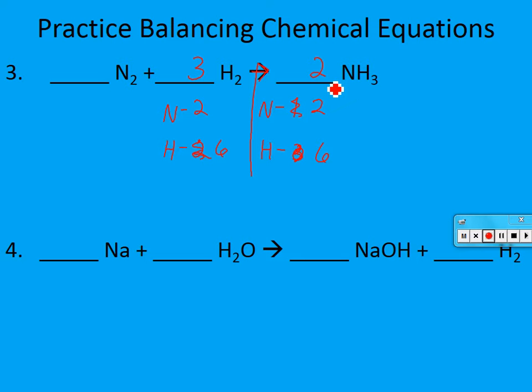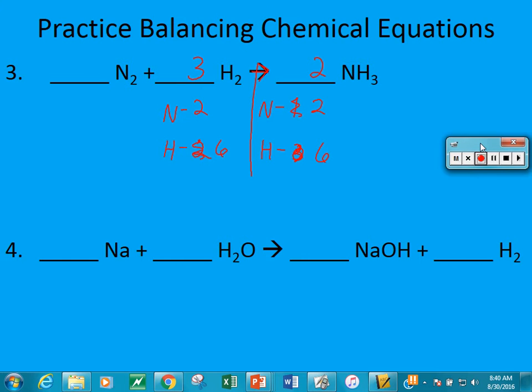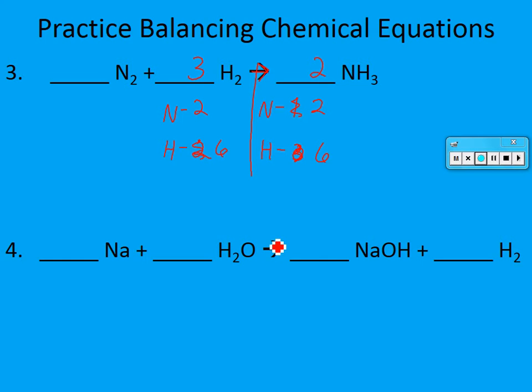Okay, we're working our way into more complicated ones here. Again, though, it's going to be the same process. Find the arrow, draw the line down. What elements do I have? Help me out. Sodium, hydrogen, and oxygen.